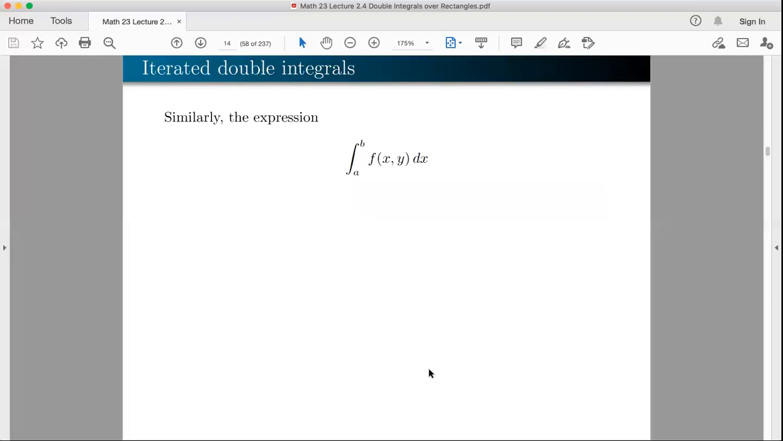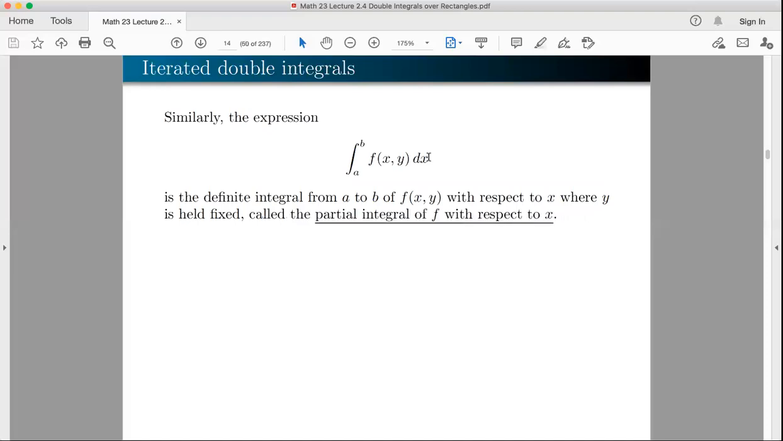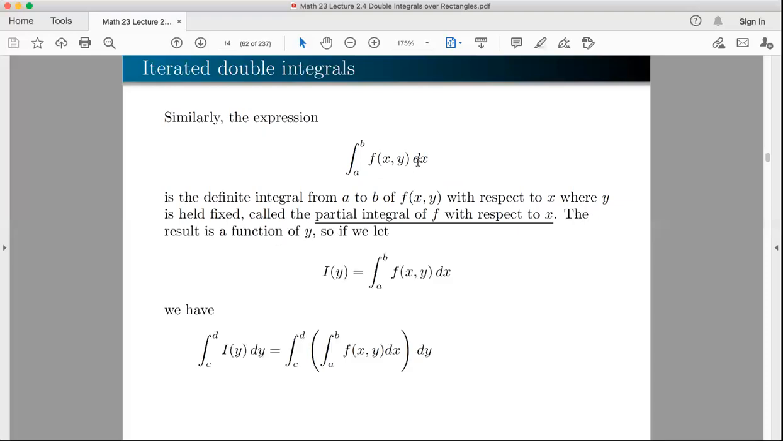Similarly, if I have this expression here, we will be integrating with respect to x, fixing y. So this is called a partial integral of f with respect to x. And then the result will be a function of y. So if we get the integral from c to d of I, then that is the same as the integral from c to d of the integral from a to b of f of x, y dx. And then we can drop the parentheses and we have this expression on the right. So you integrate first with respect to x, then the result you integrate with respect to y.